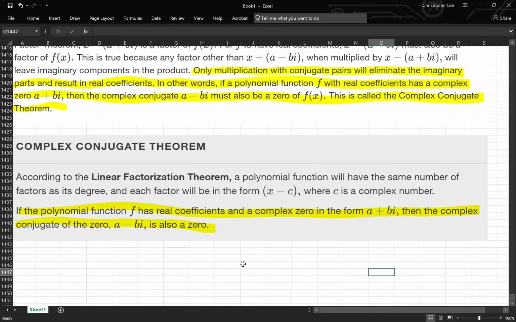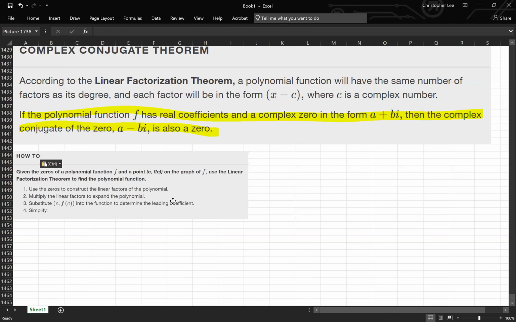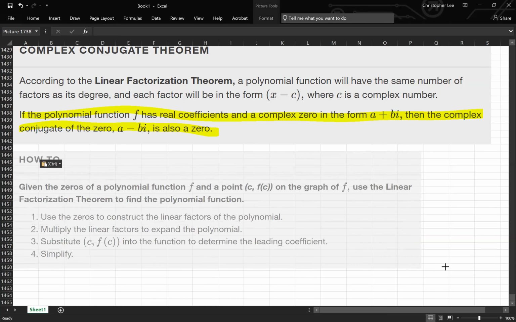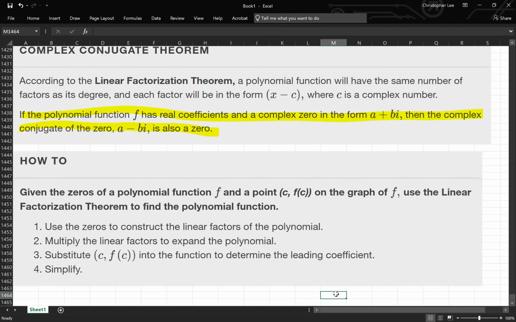Let me give y'all a little bit of tea real quick. Given the zeros of a polynomial function f and a point c, f of c on the graph of f, use the linear factorization theorem to find the polynomial function. Use the zeros to construct the linear factors of the polynomial, multiply the linear factors to expand the polynomial, and substitute f of c into the function to determine the leading coefficient, and then simplify.